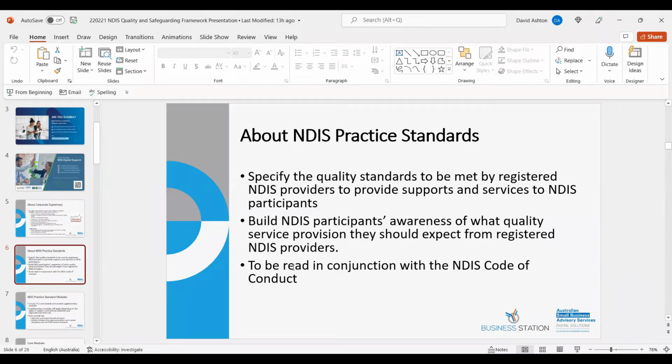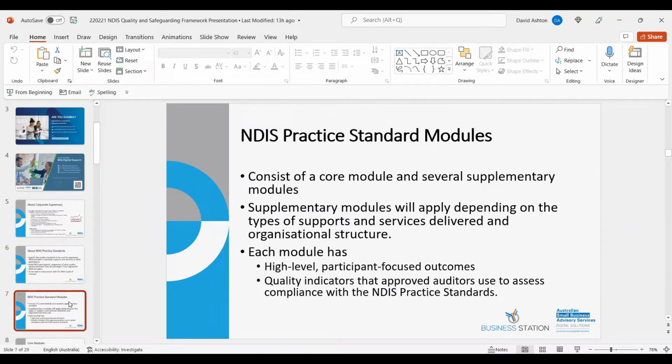And you need to read the standards in conjunction with the NDIS Code of Conduct. There's certain legislation that you need to comply with. You need to read that, and that's all available on the NDIS website. So the practice standards consist of a number of modules. The first one is the core module. These are things that you must have and you must demonstrate, and they're across all service providers. And then there's supplementary modules, which apply depending on the types of supports and services you intend to deliver to your customers or your clients.